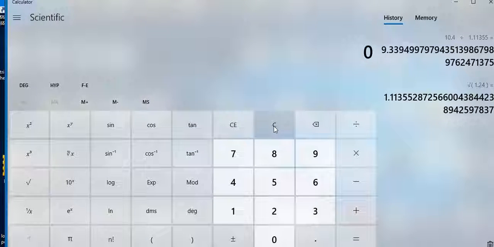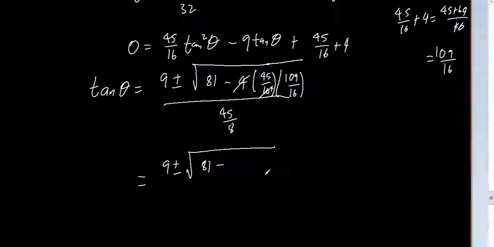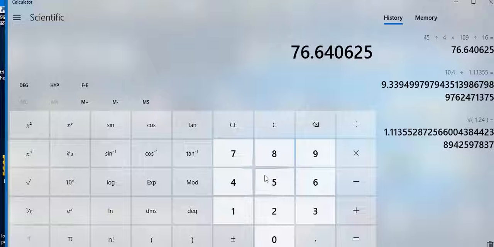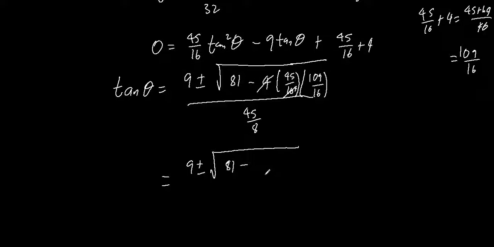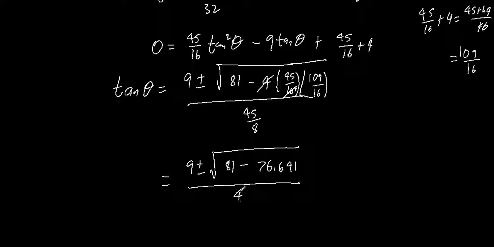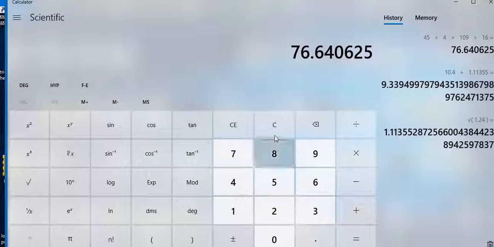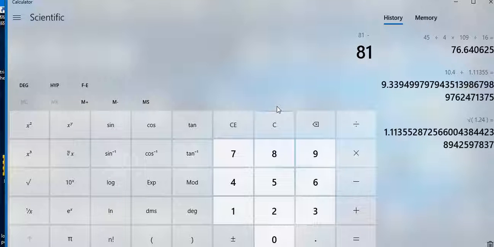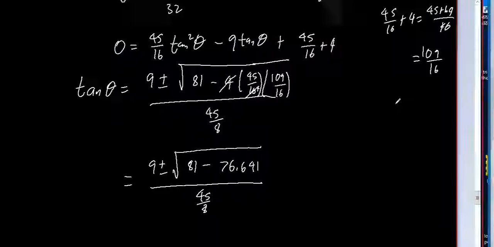Alright, let's do this. 45 on 4 times 109, divided by 16. So I'm going to approximate 76.64. I approximated right, okay. Over 45 on 8. Okay, 81 minus that, 76.64, 0625. It's 4.3, I'm going to round it to 4.36.